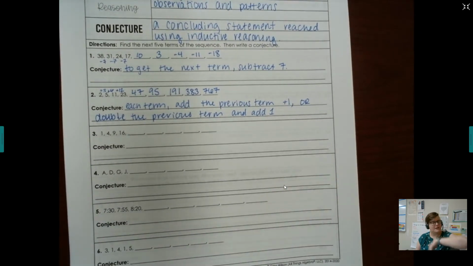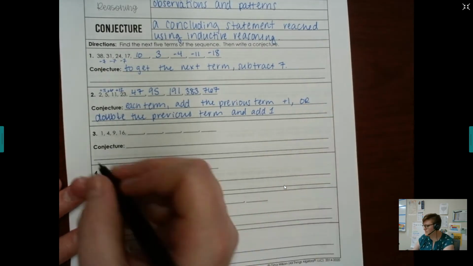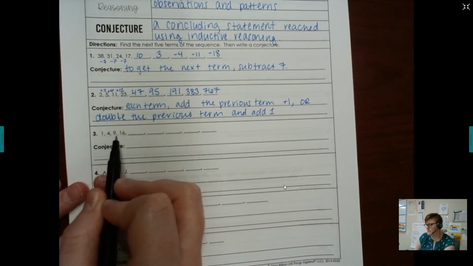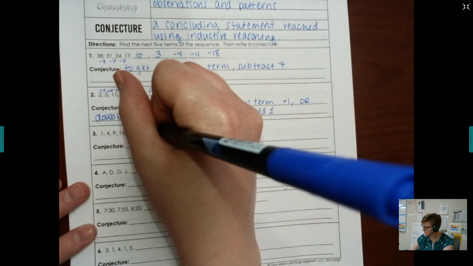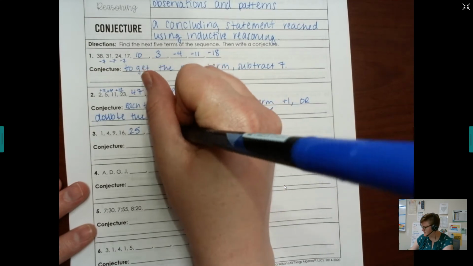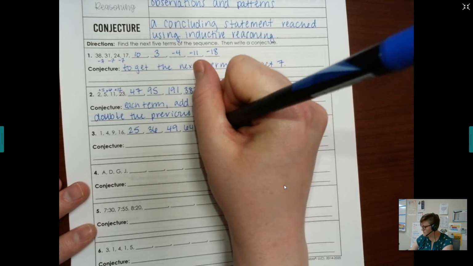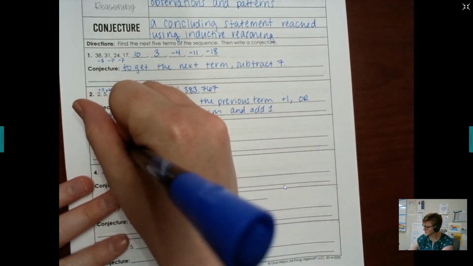Okay, number 3, we've got 1, 4, 9, 16. I don't know if you're noticing, but I'm noticing that these are all perfect squares. 1 is 1 squared, 2 squared, 3 squared, 4 squared. So we've got 25, 36, 49, 64, and 81. So each term is a perfect square.